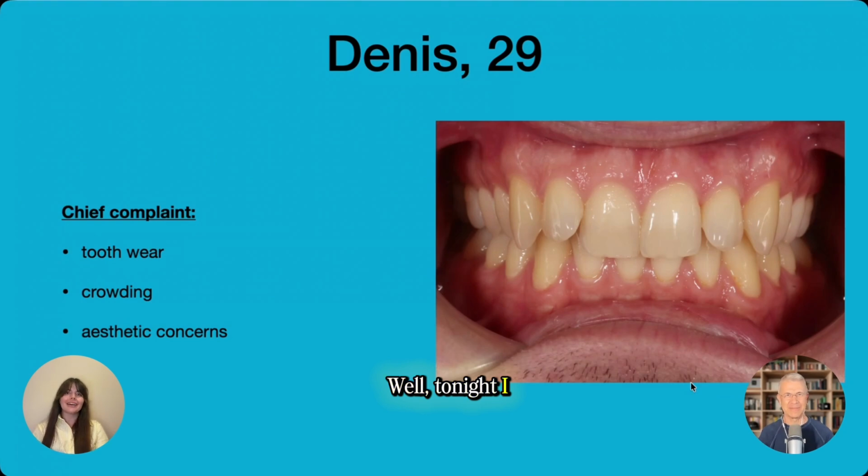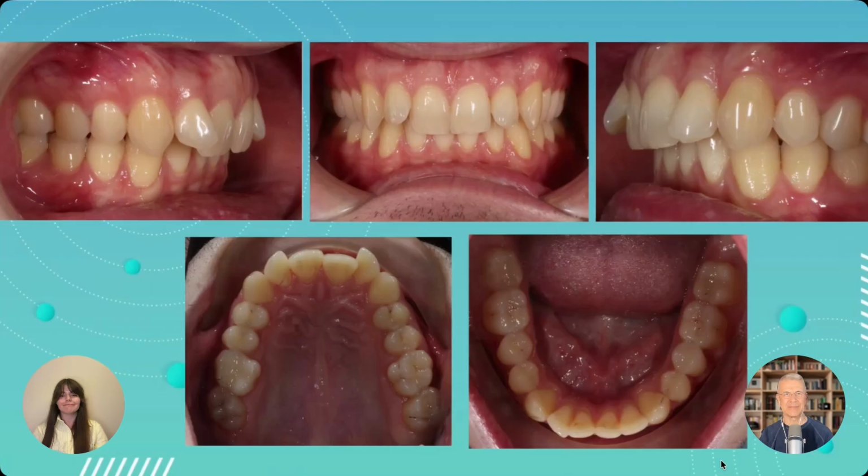Well, tonight I want to talk about my patient. His name is Dennis, and he was 29 years old when he came to my office. His chief complaint was slight tooth wear, dental crowding, and aesthetics. Intraorally, we observe a class 2 division 2 molar relationship with deep bite. There is crowding on the anterior teeth in both the maxillary and mandibular arches. And we also note a deep curve of Spee along with initial enamel wear of the anterior teeth.